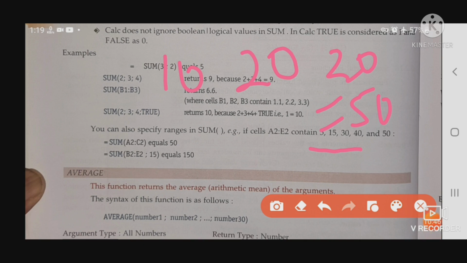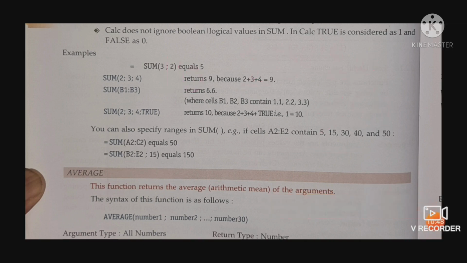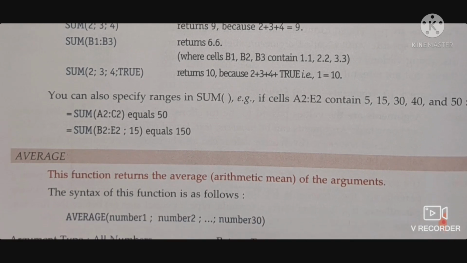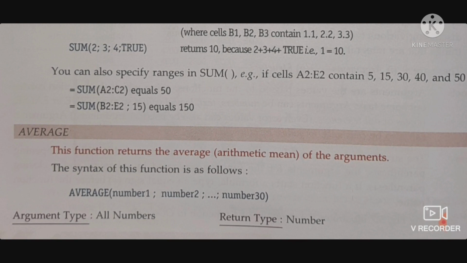Now, you can see in the second formula, B2 colon E2 and then semicolon 15. Suppose A2 to C2 gives 50. If after the semicolon 15 is given, it will add 15 to the value of whatever answer we are getting. So we can specify a range, we can directly give numbers, and we can mix both.